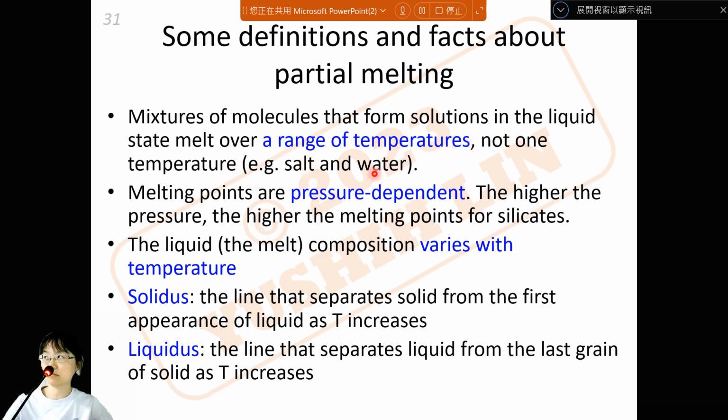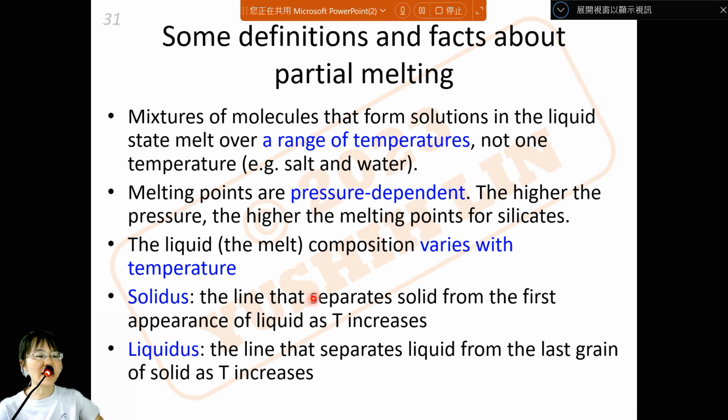For example, salt and water. And melting points are pressure dependent. The higher the pressure, the higher the melting point. This is not just for silicate, it's actually for everything. The liquid, which is the melt or the magma, the liquid composition will vary with temperature.